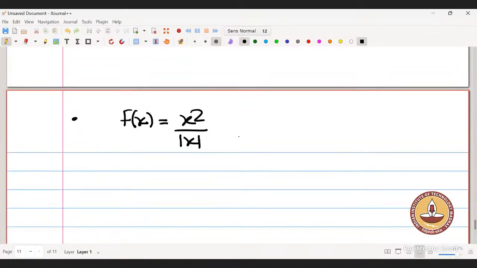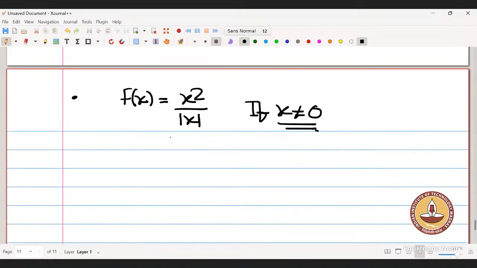Again, this is not completely correct if x is not equal to 0. So this part is perfect, because at 0 it is not defined, right? So I want to compute the limit of the function at x equal to 0, right?